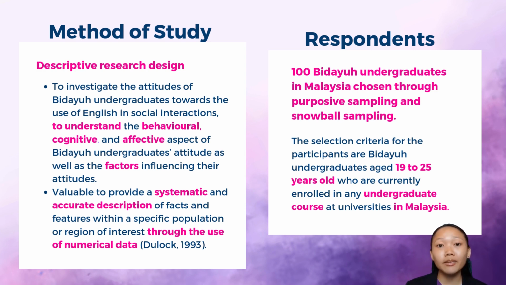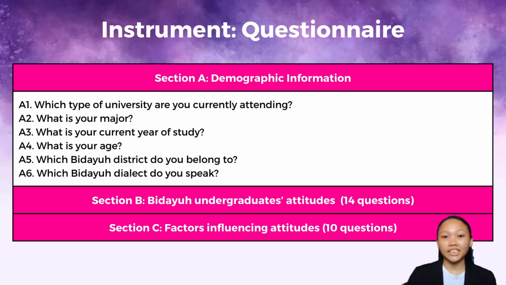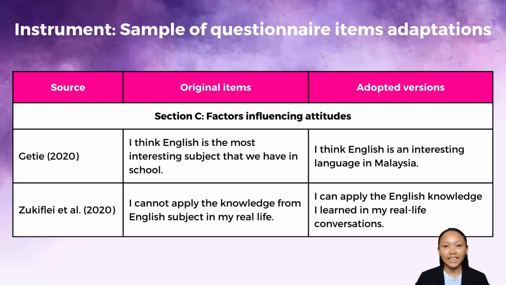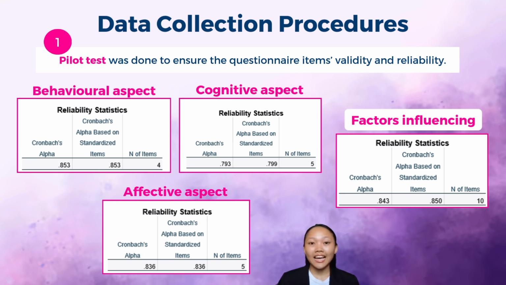A total of 100 Bidayuh undergraduates ranging from 19 to 25 years old were chosen through purposive sampling and snowball sampling. A 3-section questionnaire was utilized to collect data for this study. These are the samples of questionnaire item adaptations for Section B and Section C. Before collecting the data, a pilot test was done. These are the evidence of the validity and reliability of the questionnaire items for both Section B and Section C.